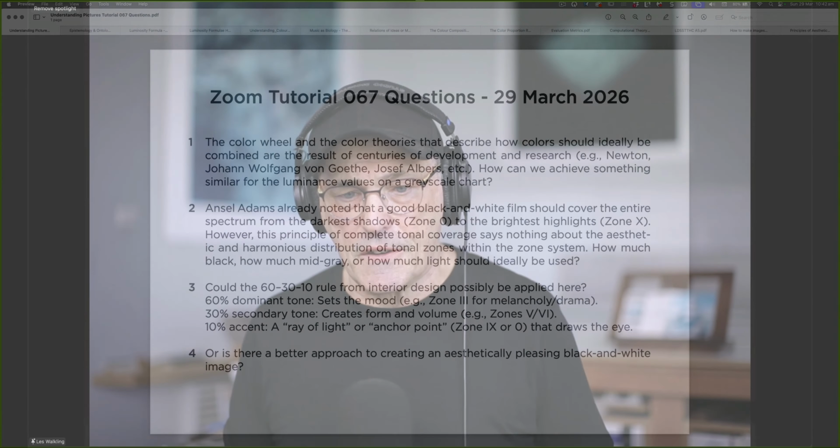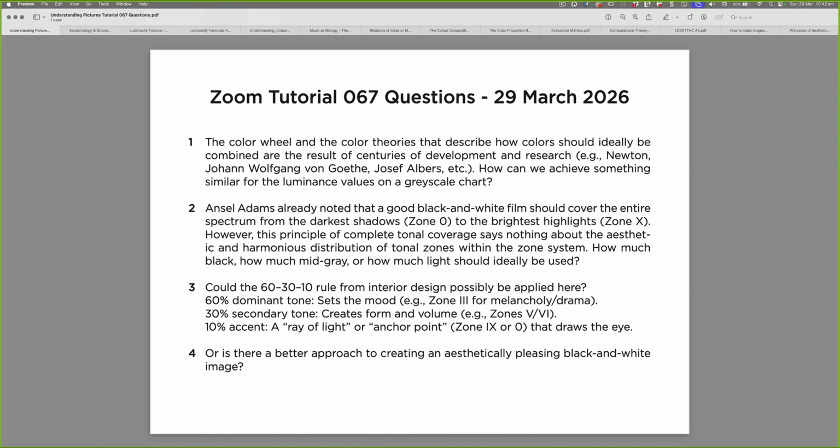And I've broken this into four key components because each begs a really interesting question in its own right. So here are the main topics for today. Beginning with this observation, we have done so much work, research, thinking, practicing over centuries about colour. But what about luminance values for a grayscale image? Not just the tonal composition of our full gamut images, but our grayscale.